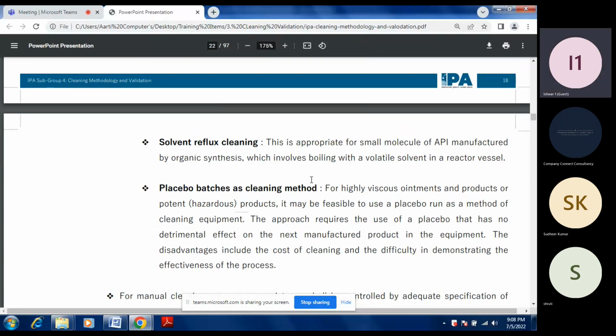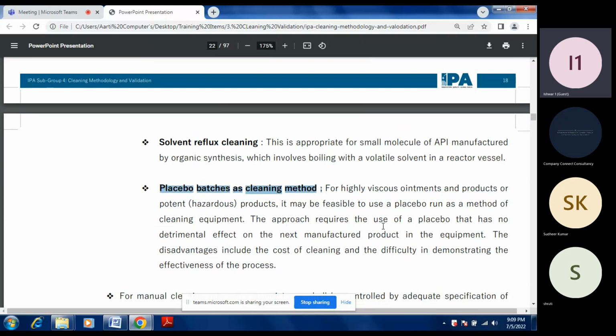Solvent reflux cleaning is appropriate for small molecule APIs manufactured by organic synthesis, where it involves boiling with a volatile solvent in reactor vessels. It means it's for small volumes. And placebo batch as a cleaning method. In some cases, if we would like to clean the equipment by the placebo method, we have to perform the process by the batch without the API, which is called the placebo batch. By performing that activity, we can clean that equipment appropriately.